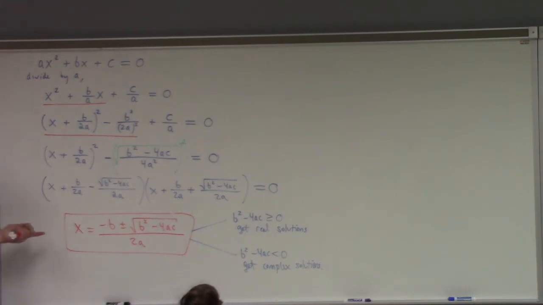How many solutions are there to the quadratic equation if you allow complex solutions? The answer is always 2, right? How many solutions are there if you only allow real solutions? The answer is, it depends, right? Sometimes there's 2, sometimes there's none. Sometimes it's a repeated solution.